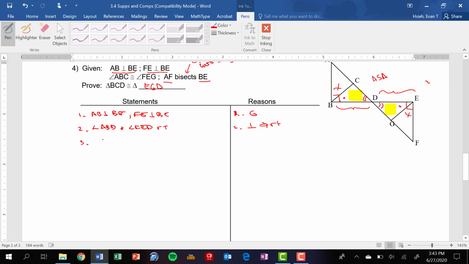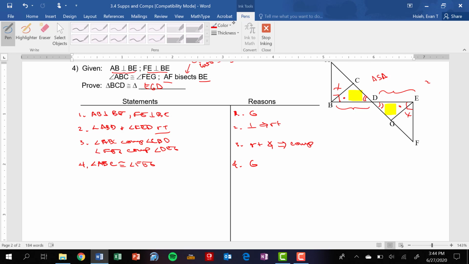Step 3, I know that because of these right angles, I know that angle ABC is complementary to angle CBD. I also know that FEG is comp to angle DEG. If I have right angles, if two angles make up a right angle, then they are complementary. And angle ABC is given congruent to angle FEG.